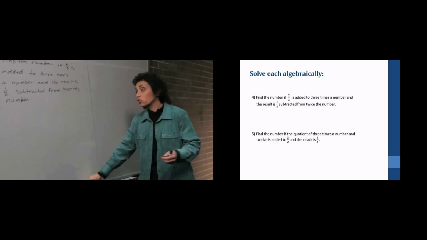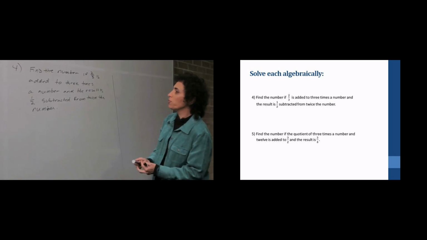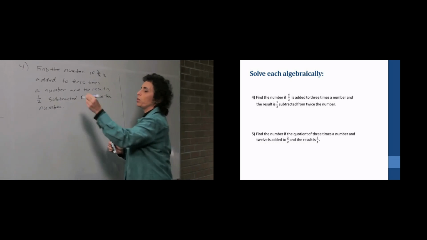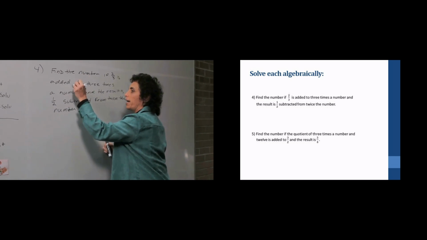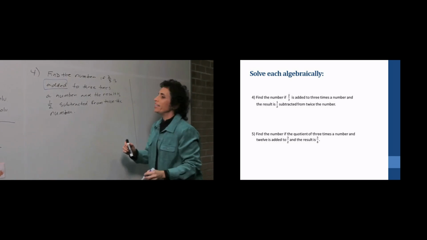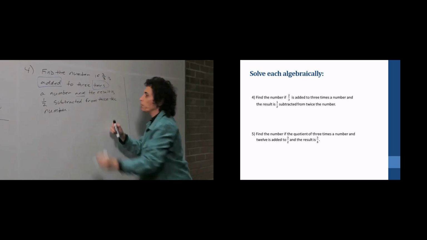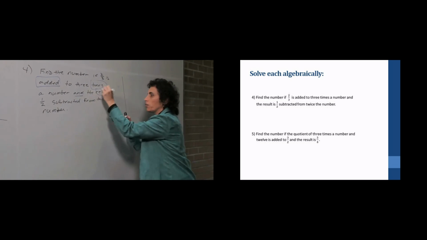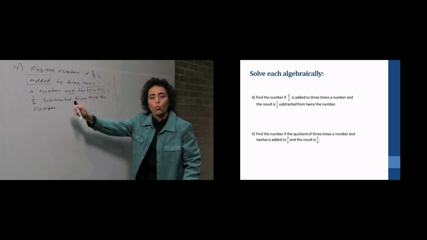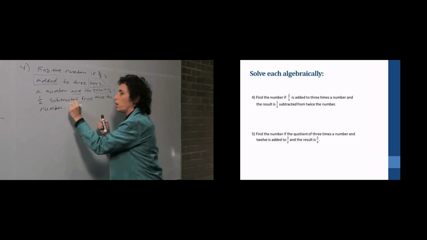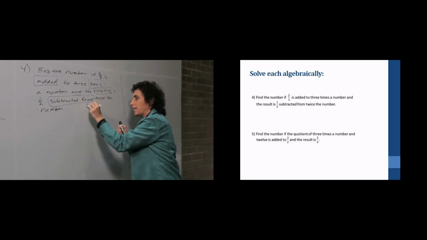All right, again, let's look at some keywords. Find a number if 2/3 is added to 3 times. Okay, so "added to" or "added," there's a key. "3 times," there's a key. And not a key, but important, "the result is," there's our equals, right? There's our equals. "1/2 subtracted from," really important, ding, ding, ding, right?